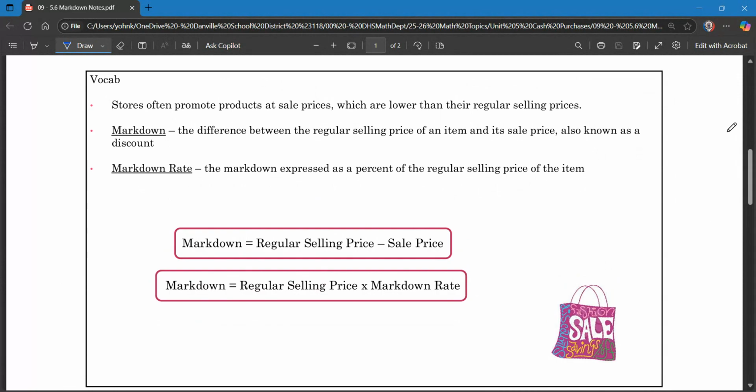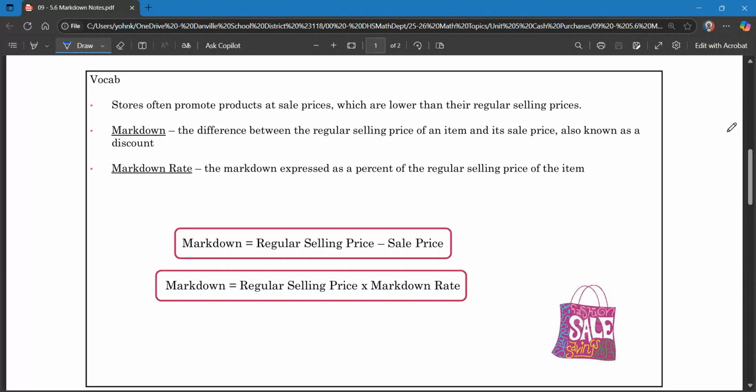So stores often promote products at sale prices, which are lower than their regular selling prices. Black Friday, when they put everything on deep discounts. Every holiday weekend seems to have a big discount. They always have markdowns. And so the markdown is the difference between the regular selling price of an item and its sale price. It's also known as a discount. So if everything is $5 off, then the markdown is $5.